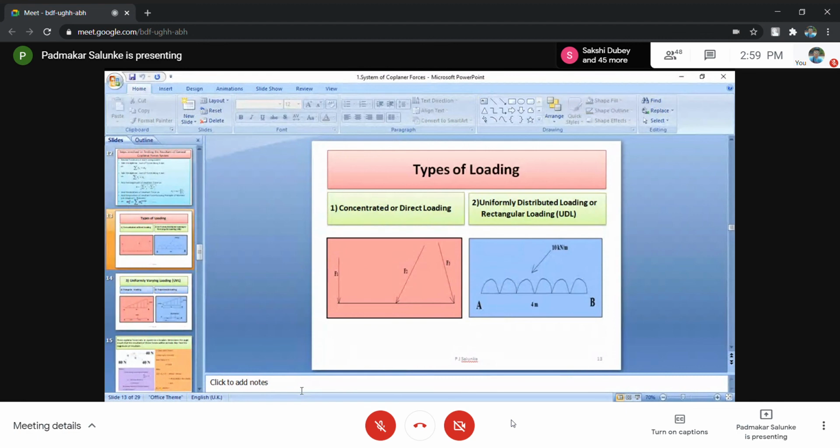Equivalent load. So all these different types of loads, first you have to convert in terms of the concentrated or direct load. And these loads are called synonymous load, similar load. In reality, that is uniformly distributed. But the solution of the problem is not possible with that. So what we are doing, we are converting it in terms of concentrated load.